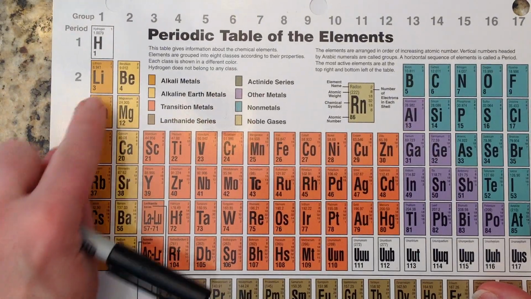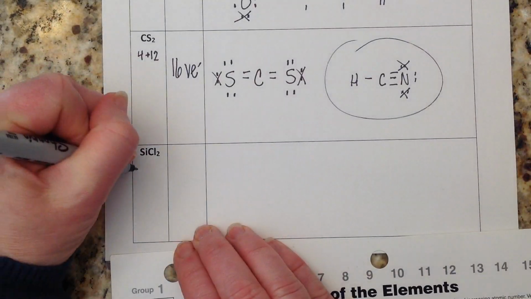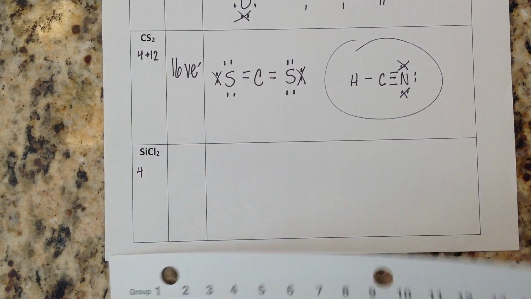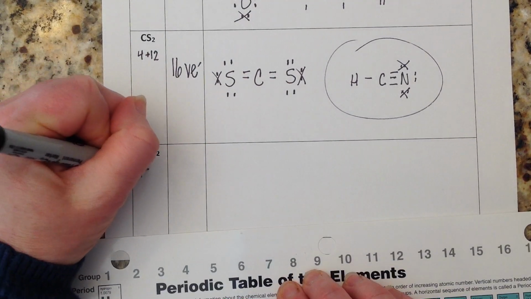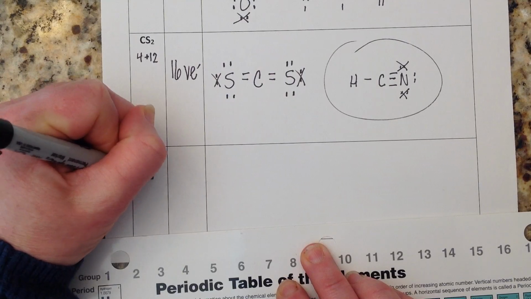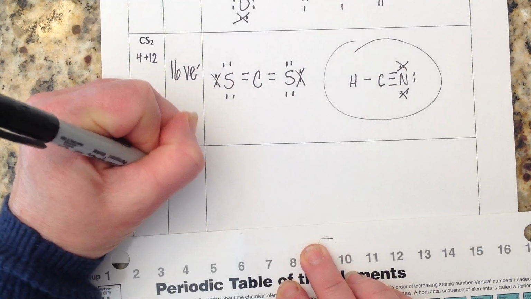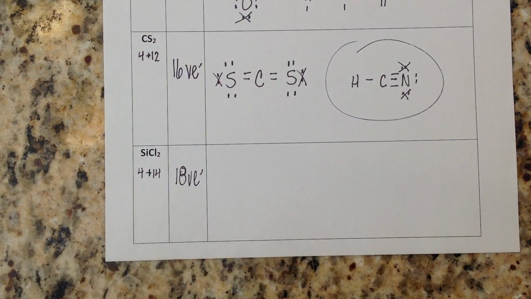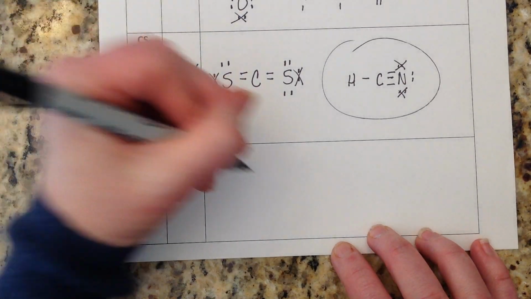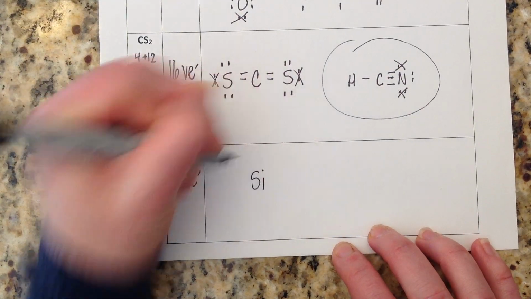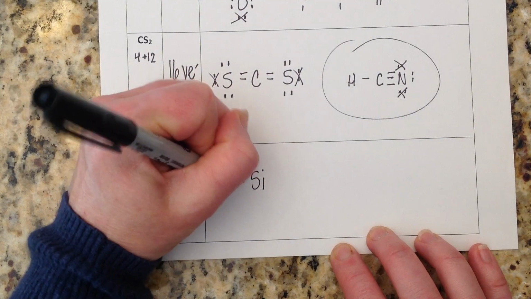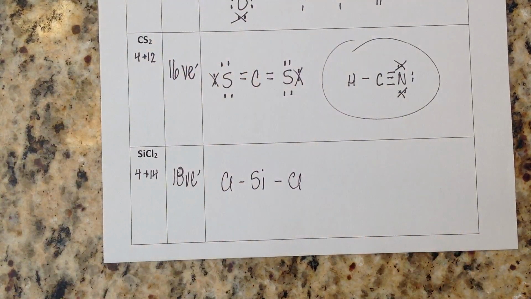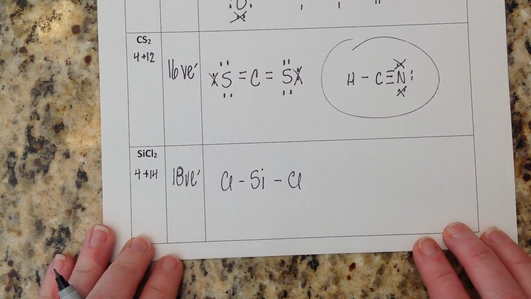So silicon has 1, 2, 3, 4 valence electrons. Chlorine has 7. 7 times 2 is 14. So 4 plus 14 is 18 valence electrons. So we're going to put silicon in the middle and a chlorine on each side. We have used 4 valence electrons putting this together.